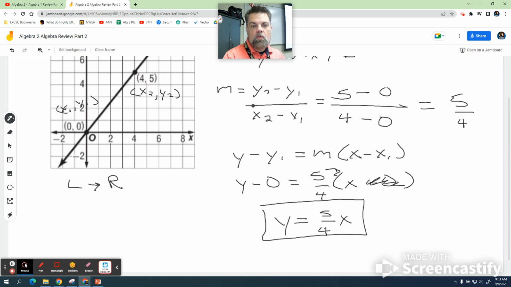So my slope is 5/4. What's b? 0. If I don't have anything there, it's 0. And then we verify that. That's exactly where it crosses the y-axis.